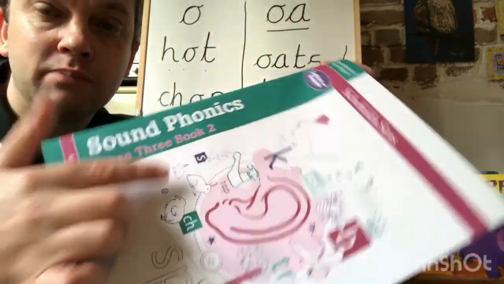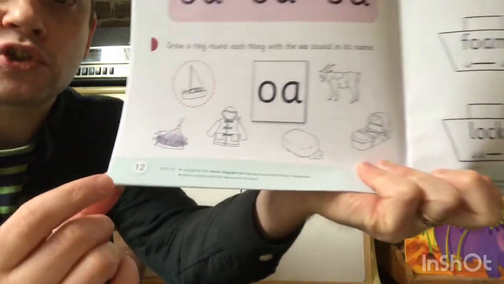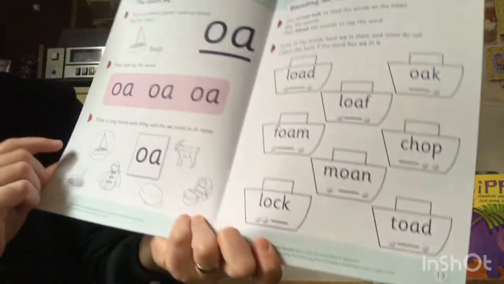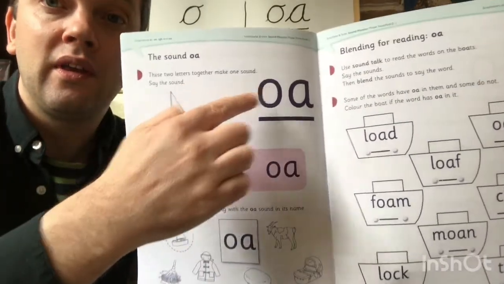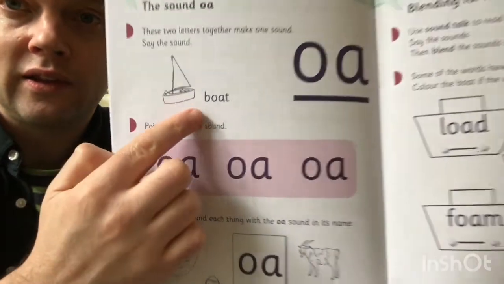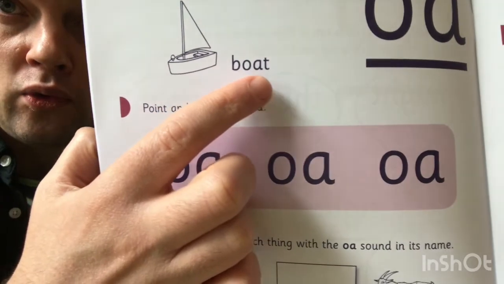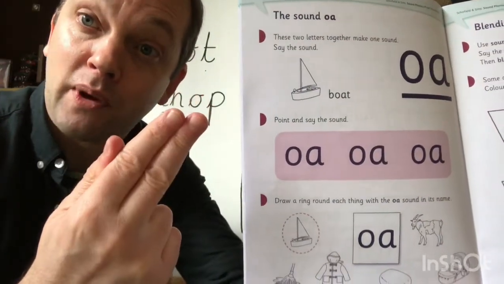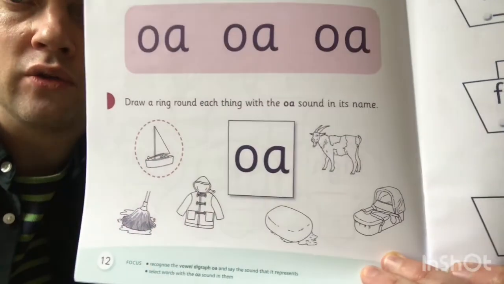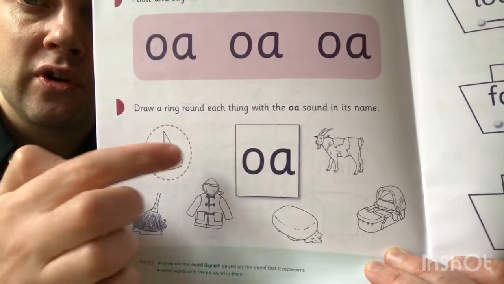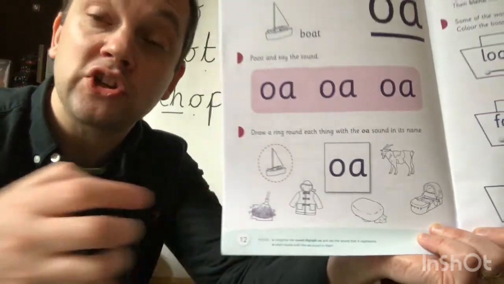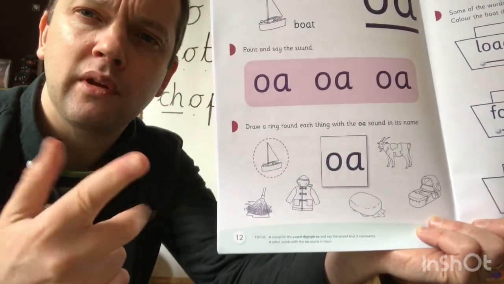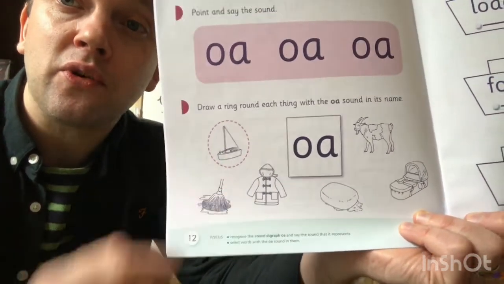Sound Phonics, Phase 3, Book 2. We're going to be doing pages number 12, that's a 1 and a 2, and 13, that's a 1 and a 3. So you're going to point to the sound. What is it? Is it this O? No, it's that O. Like this word here. Let's read it. B, O, T. Push it together. Boat. Now, some of these pictures have got the O sound in, and some haven't. You only draw circles around the ones with the O sound, like this boat. How about the mop? If you're not sure, stretch it out and sound it out. Mop. It's not that O, so don't draw a circle around it.